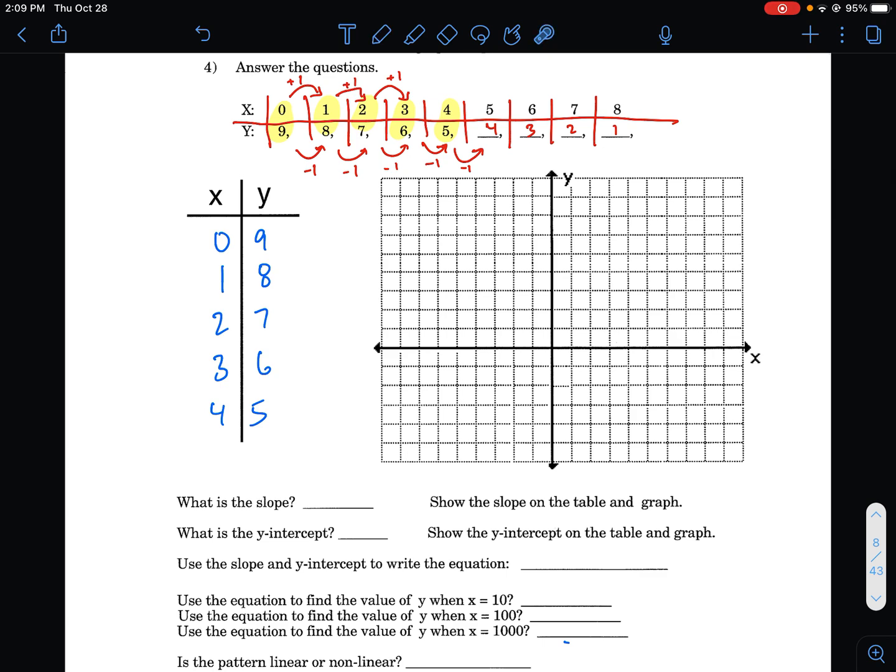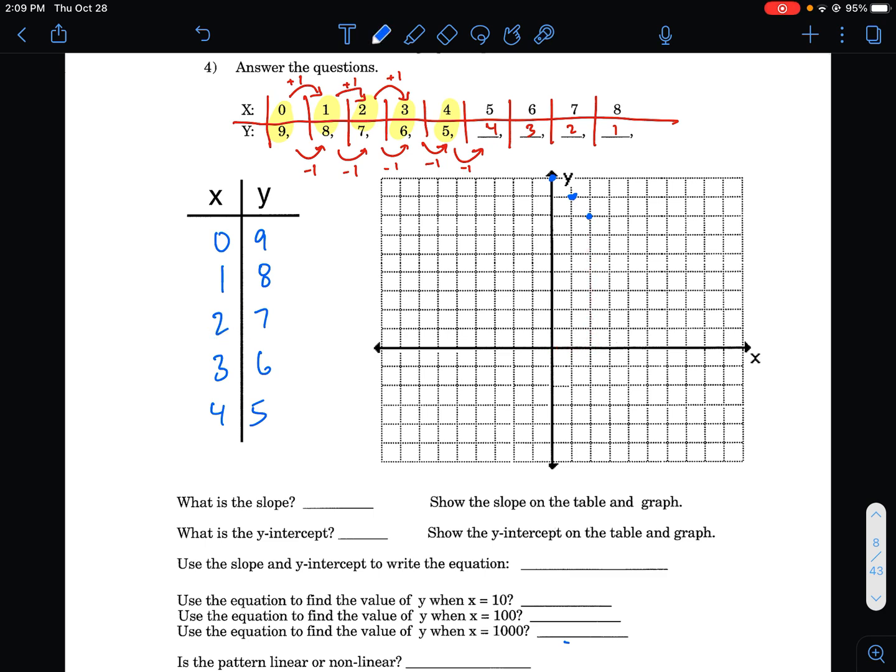So I need to graph these points, 0 and 9. That is way up here. So for 0, I don't go left or right, but I do go up 9, because the y number is 9. 1, 8 means I go right 1, up 8. 2, 7 right here means I go right 2, up 7.